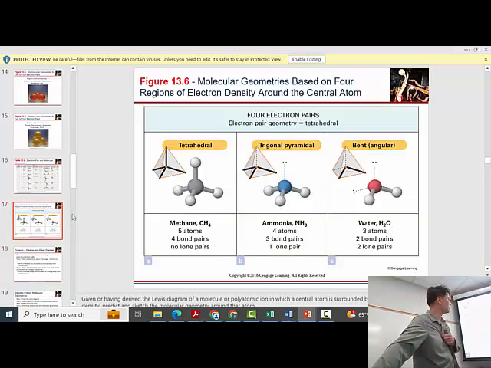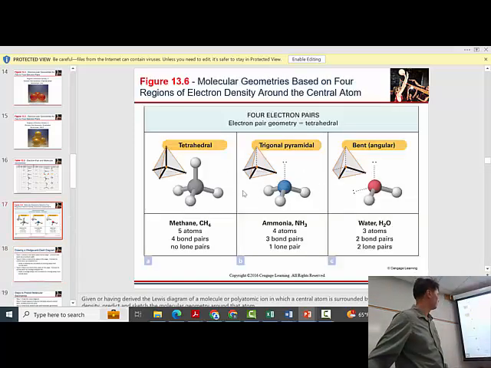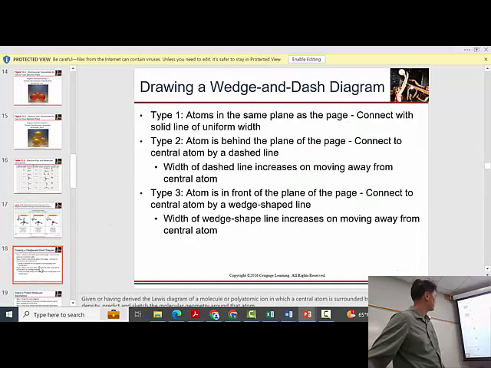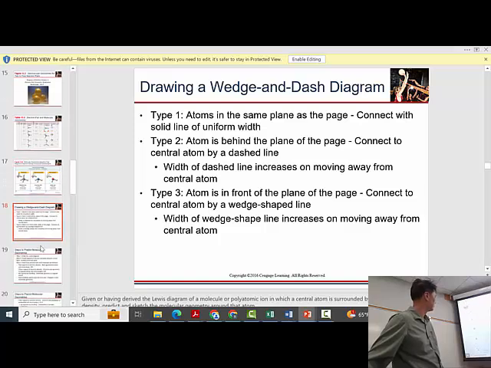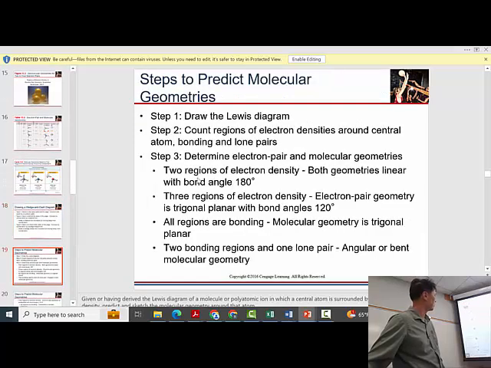We try to draw things as three-dimensionally as possible, and we call that wedge dash diagrams. So we'll talk about this too. And we have molecular geometry.